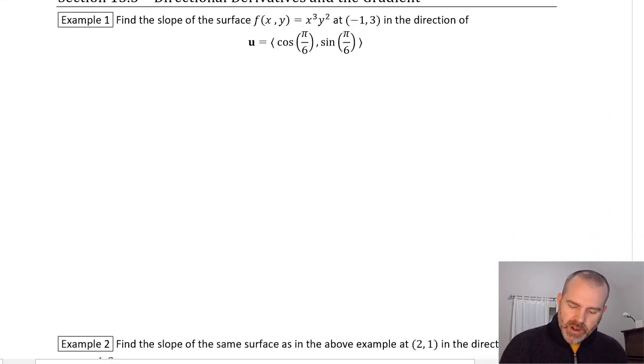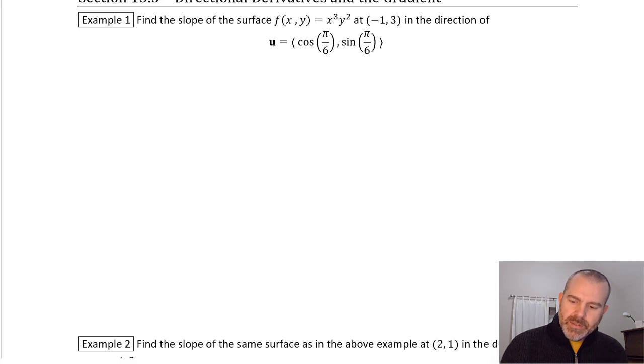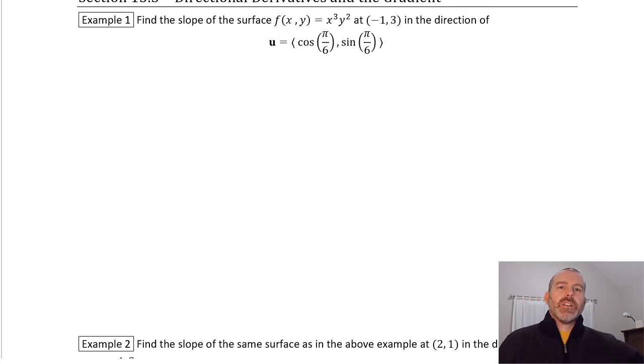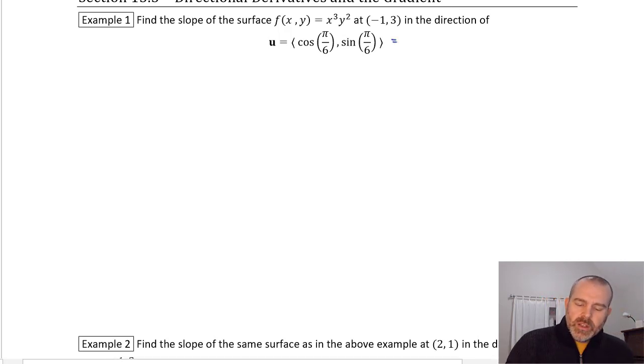All right, first one here, we're going to try to find the slope of this particular surface in the direction of this particular vector. So let's go ahead and find what u is equal to. Cosine of pi over 6 would be square root of 3 over 2, and sine of pi over 6 is 1/2.